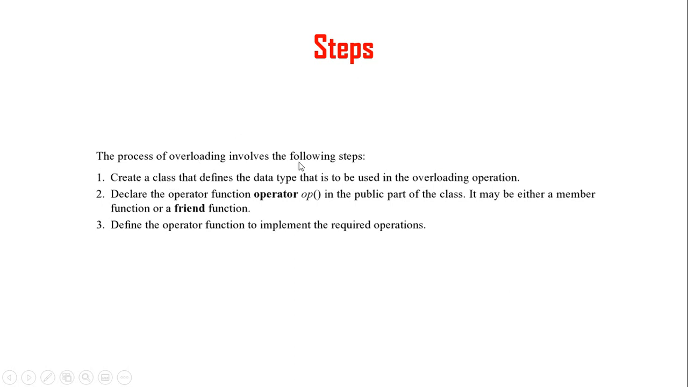Now, what are the steps involved in operator overloading? First, we create a class that defines the data types to be used in operator overloading, and declare the function operator OP in the public part of the class. It may be either a member function or a friend function; both are applicable here. Then define the operator function to implement the required operations. These are the three steps we follow while writing an operator overloading function.